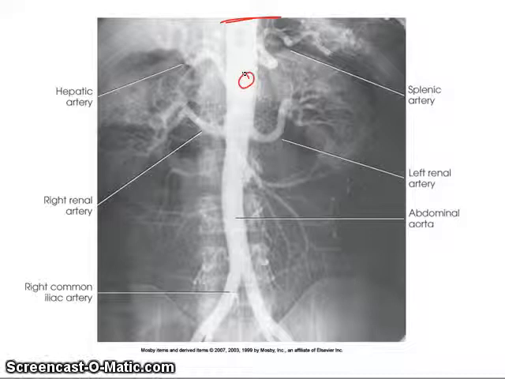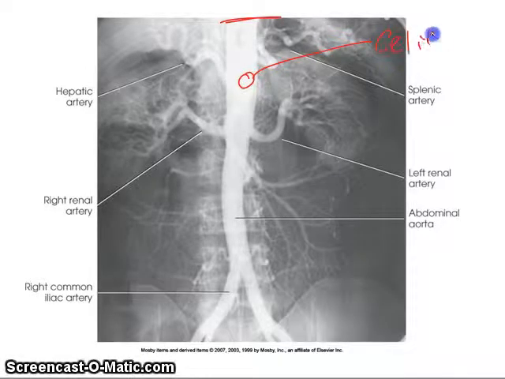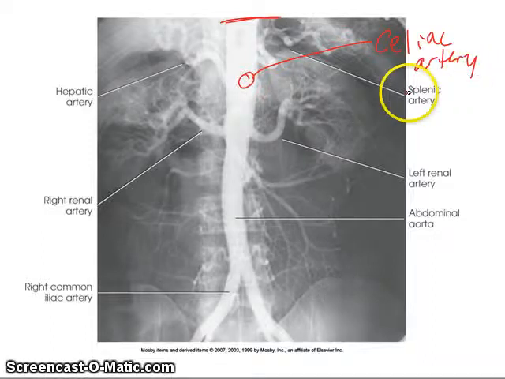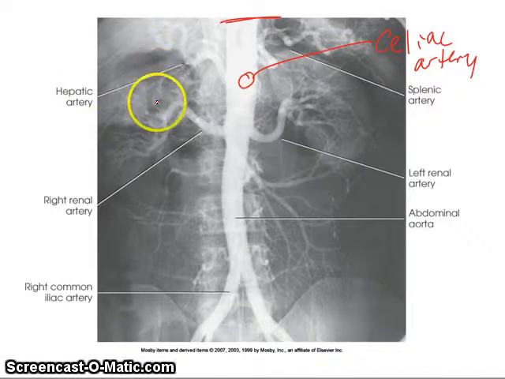You see it better on a lateral view because it is a ventral branch. You don't really see it as well on the AP view. So about this area here is the celiac artery. You might see it called the celiac axis or the celiac trunk or the celiac artery, and I'll explain that in a minute. But basically the celiac artery is just a small little trunk, and then it trifurcates into the hepatic artery, the splenic artery, and the left gastric artery.